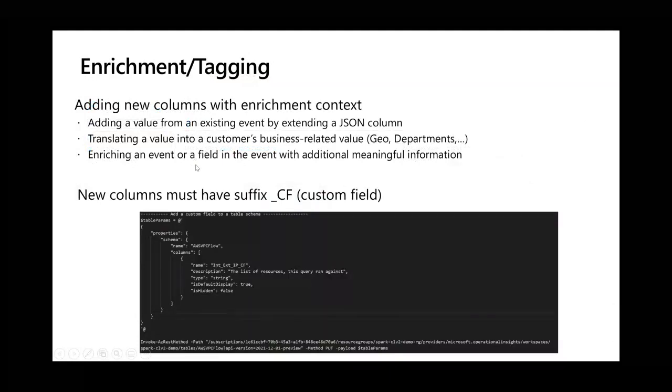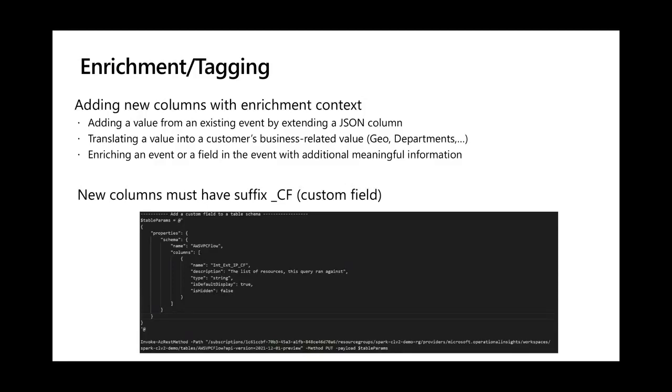We spoke about enrichment and tagging. There are so many new features that ingestion-time transformation provides, and one of them is adding custom fields to existing tables. So in this demo, we're going to add a custom column for the AWS VPC flow log table that we saw in the previous two demos.